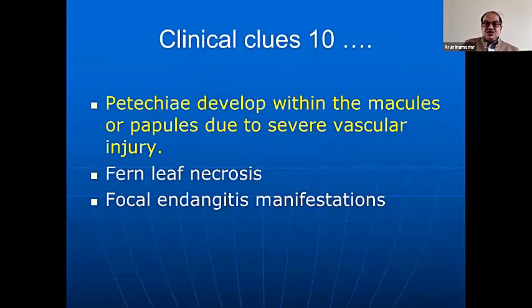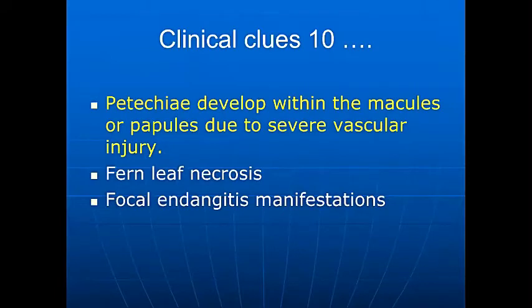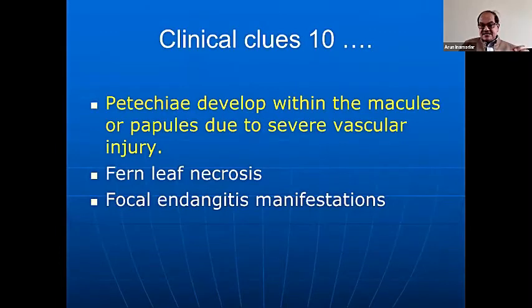So what are the clinical clues you learned from this case scenario? One is petechiae developed within the macules or papules due to severe vascular injury, and there will be fern leaf-like necrosis, and you can also see the focal angiitis manifestations which are obvious in the tip of the digits or the nose also.